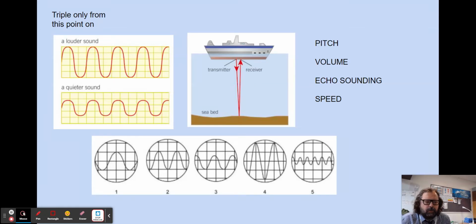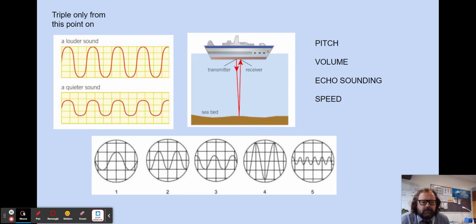Okay, the videos from this point onwards apply only to triple science physics papers. Talk a little bit here about sound waves. So make sure you can use the correct words to describe sound in terms of their pitch and their volume.